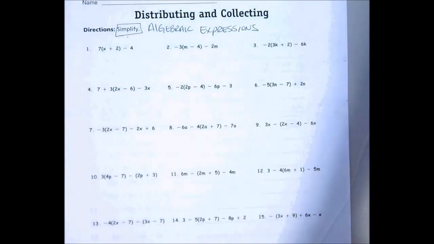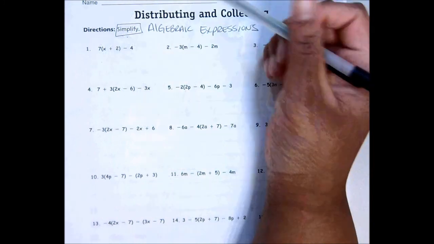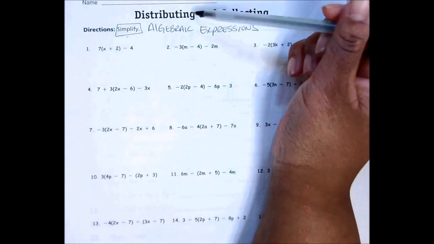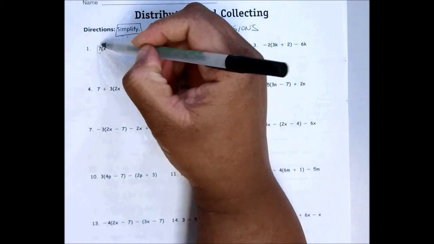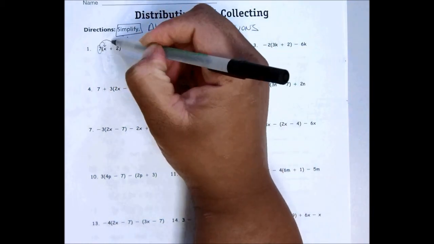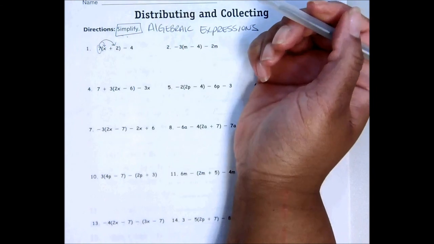Now, these expressions need to be put together. Take the different pieces from the different parts of the expression and bring it on in, make it smaller. The first thing you have to do is learn to distribute. And distribute means take the number in front of the parentheses and multiply it to everything inside of the parentheses.